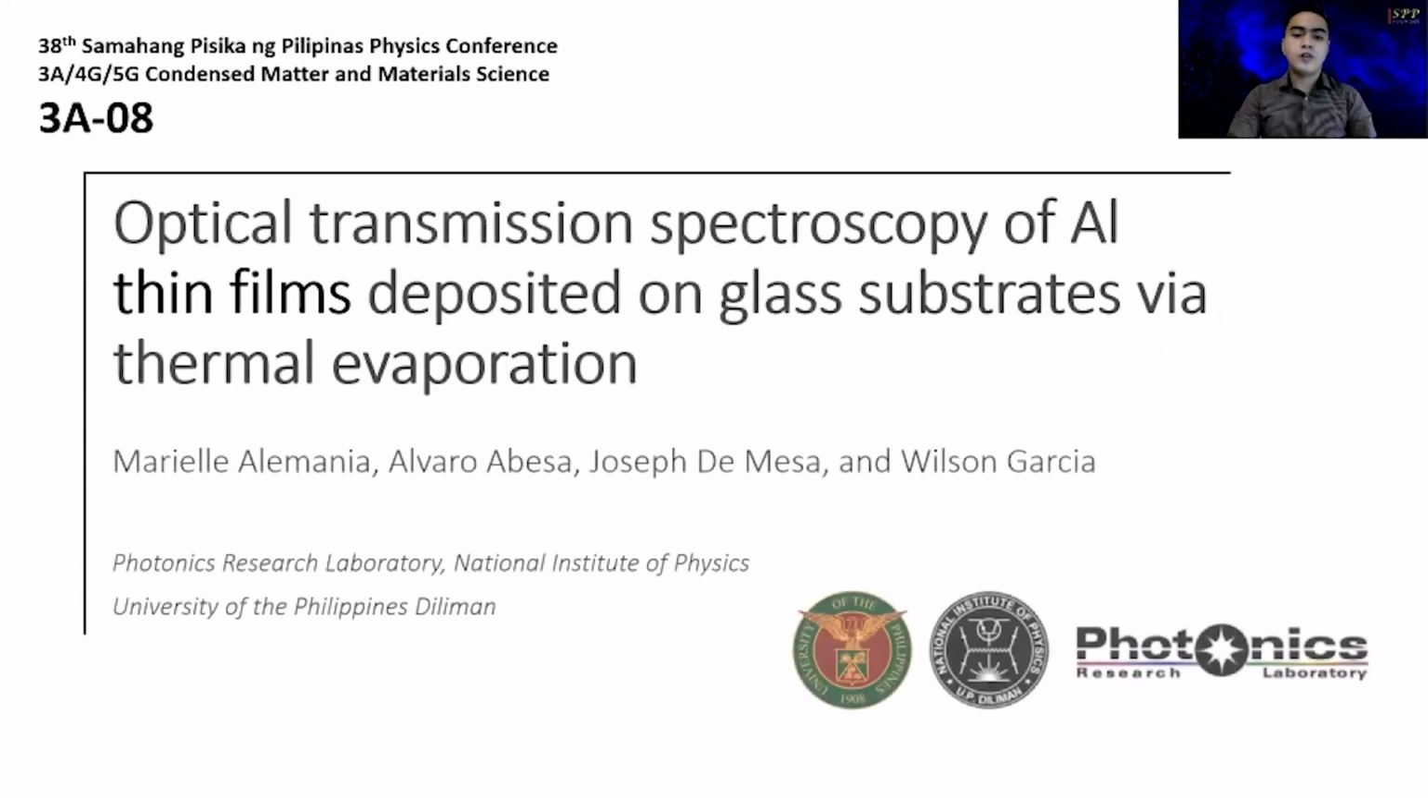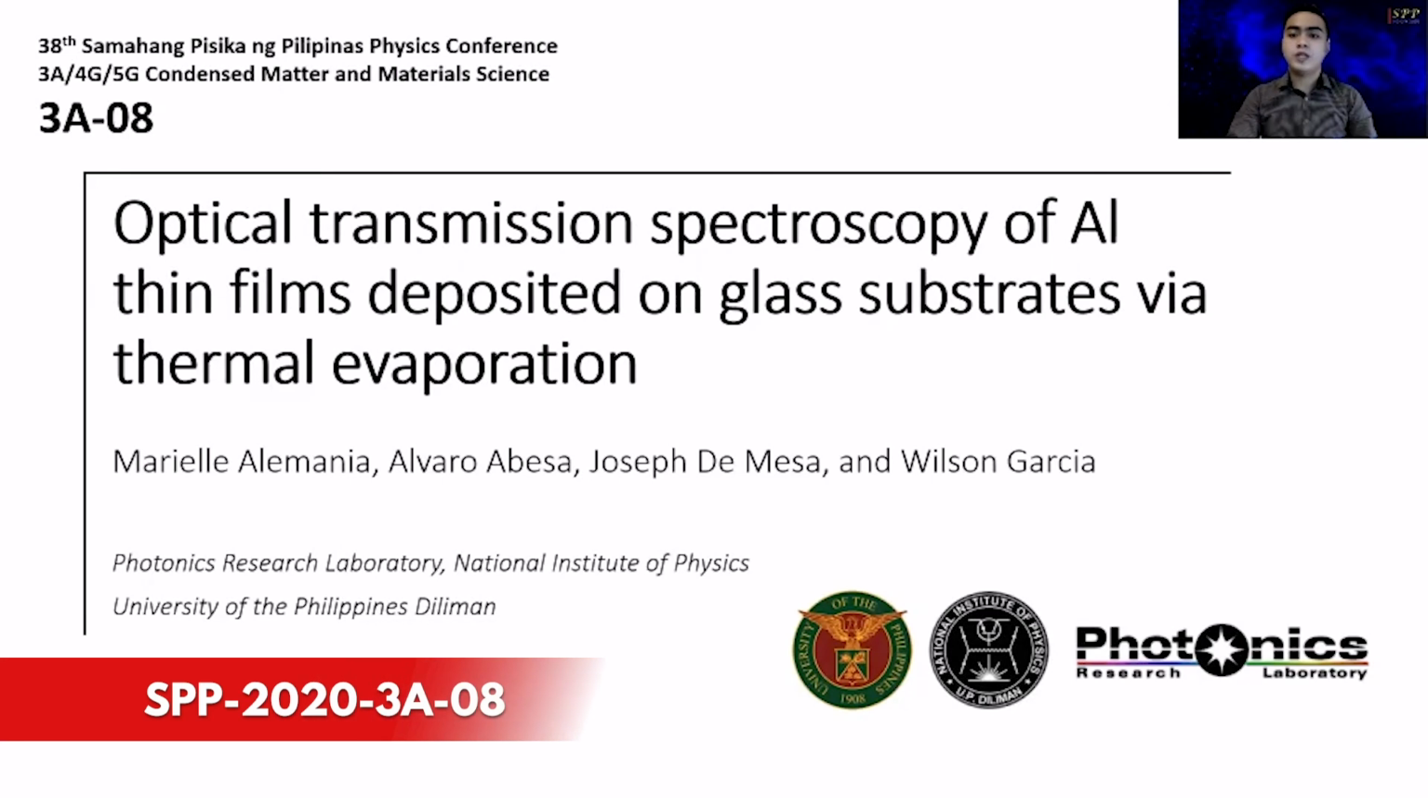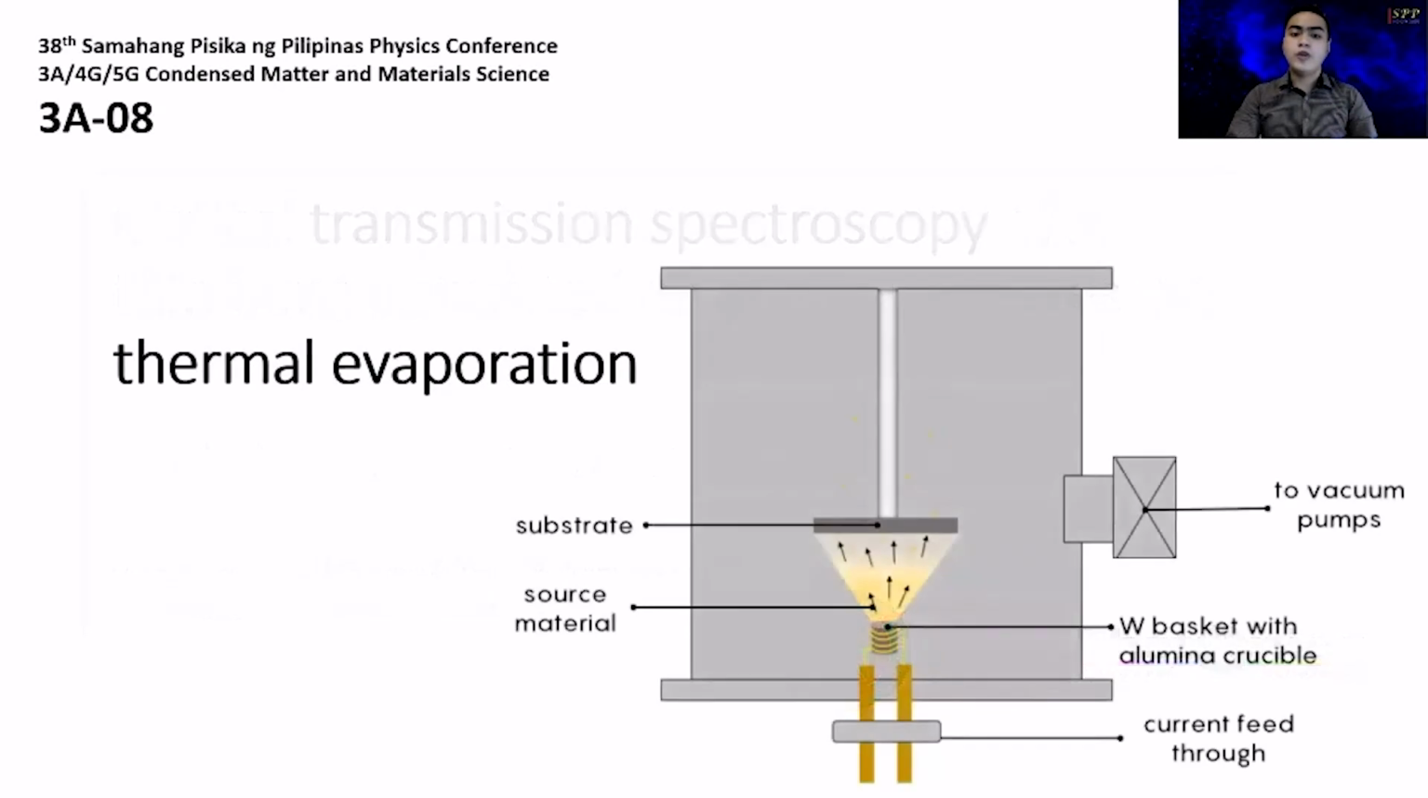Hello, I am Alvaro Abesa, presenting our study on optical transmission spectroscopy of aluminum thin films deposited on glass substrates via thermal evaporation. One way to create a thin film is by applying a current through a source material, in our case aluminum, heating this material until it evaporates and deposits on a substrate. This was done in a high vacuum to prevent oxidation and to lower the vapor temperature of aluminum.